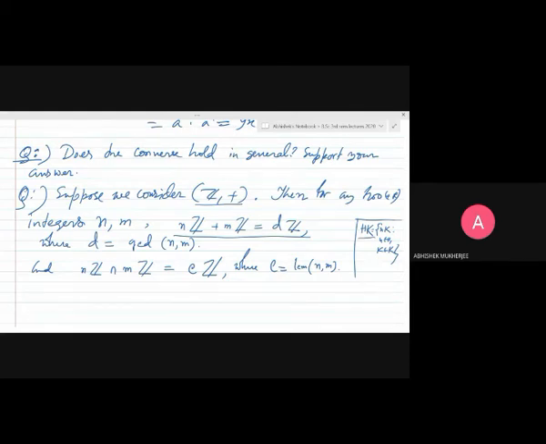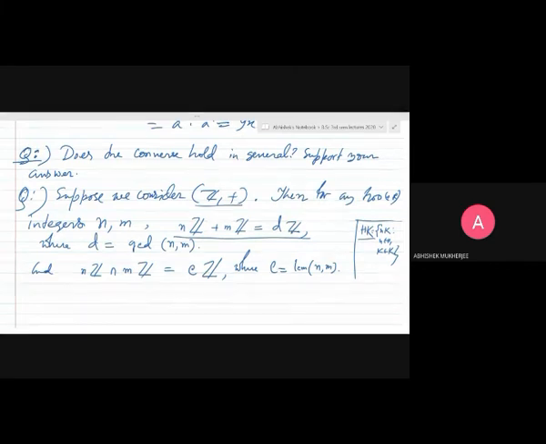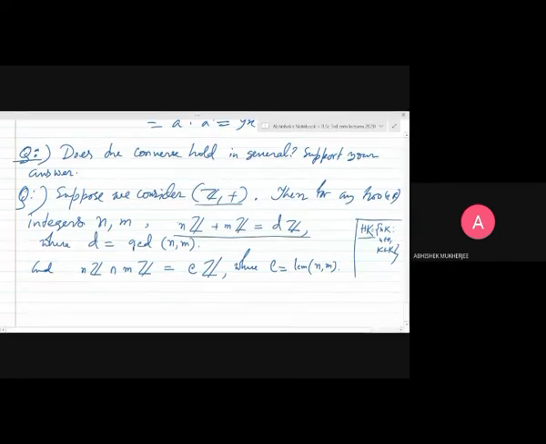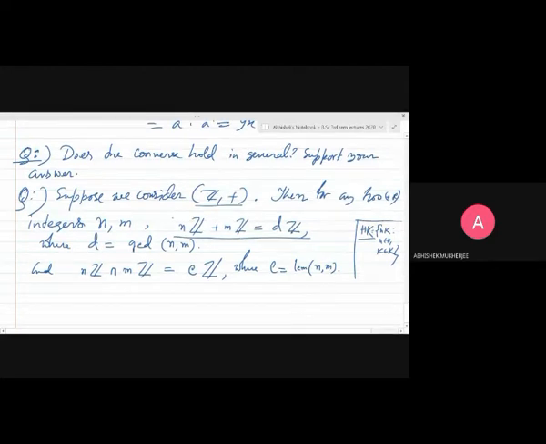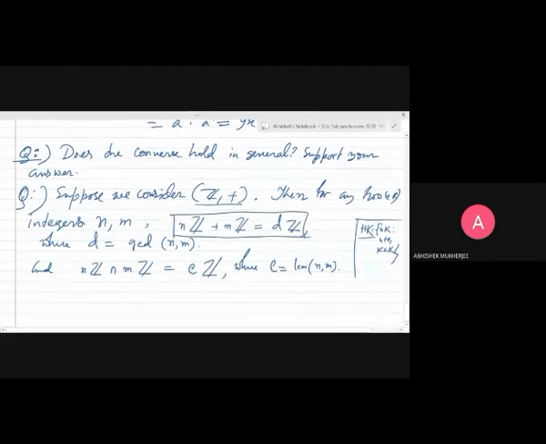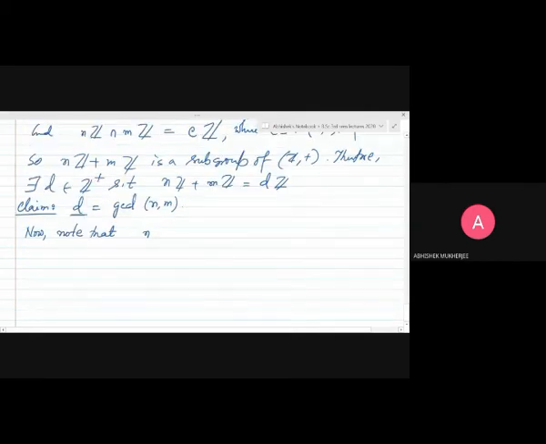Do this, I am giving 5 minutes, do it. nZ plus mZ is equal to dZ. See what can be done. nZ plus mZ is a subgroup of Z plus. So being a subgroup of Z plus, it is of the form some d naught Z, right? Now you need to check that this d naught is actually the GCD of n comma m. So this is your task. Just do it now.